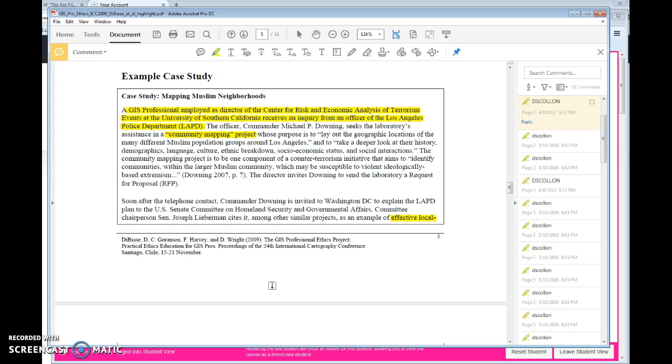So the case study is related to mapping of Muslim neighborhoods. And a GIS professional employed as the director of the Center for Risk and Economic Analysis of Terrorism Events at the University of Southern California receives an inquiry from an officer of the Los Angeles Police Department. The officer is looking for assistance in a community mapping project whose purpose is to lay out the geographic locations of many different Muslim population groups around Los Angeles.